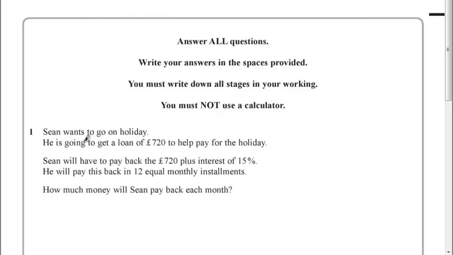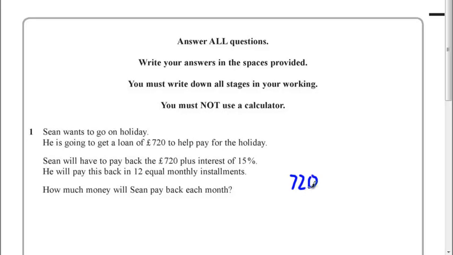Right. This chap wants to go on holiday, and he's going to get a loan to do it, £720. And he's got to pay it back with 15% interest, and he's going to do this over 12 equal monthly instalments. Now the question is, how much will he pay back each month? Now I like to do it like this. Let's have a look. We're going to, so that's the total amount.